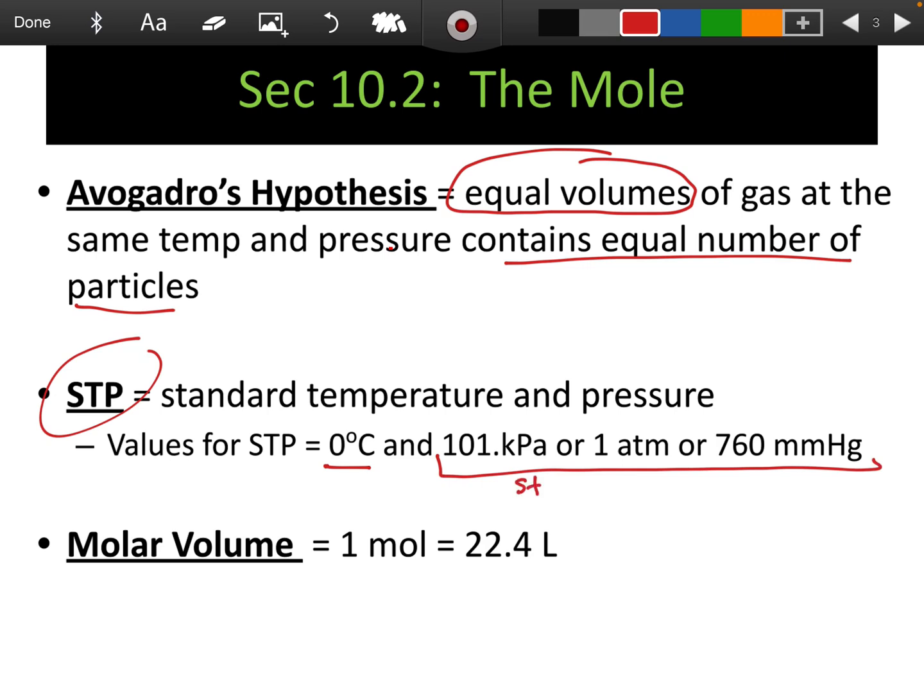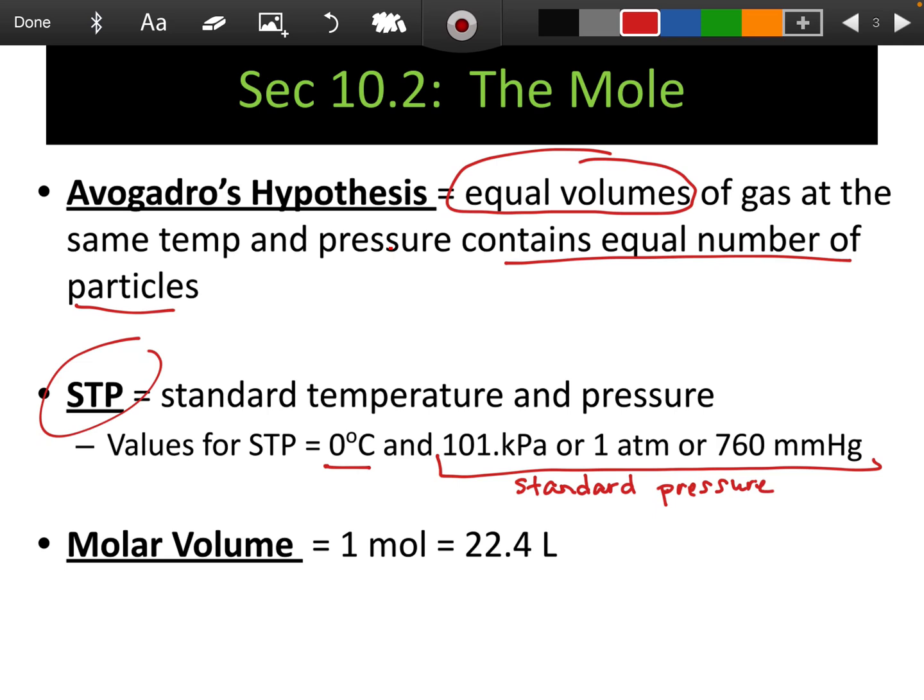Standard pressure could be written in one of 3 ways. It could either be 101.3 kPa, which represents kilopascals, or it could be 1 atm, which is atmospheres, or 760 millimeters of mercury. These are the units that standard pressure is in.